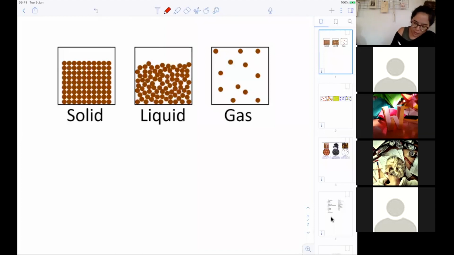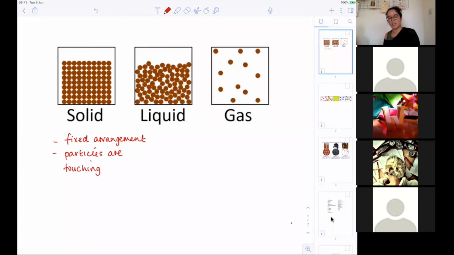So let's just make a note here, and feel free to make notes. Fixed arrangement, and the particles are touching. You wouldn't believe how many people don't get marks because they don't show the particles touching, or they're a bit sloppy with how they draw them.